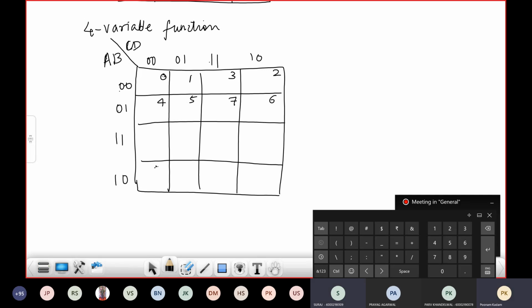1, 0, 0, 0 is 8. Next one, 1, 0, 0, 1 is 9. 1, 0, 1, 1 is 11. 1, 0, 1, 0 is 10.